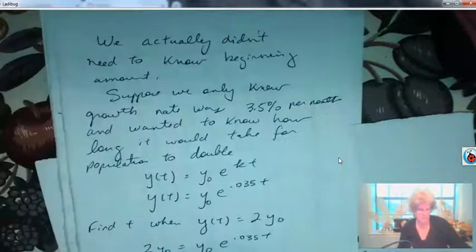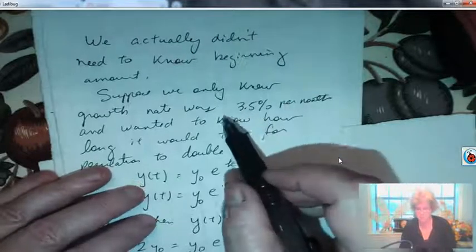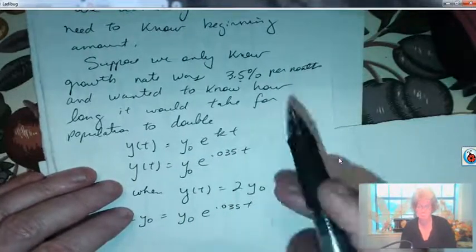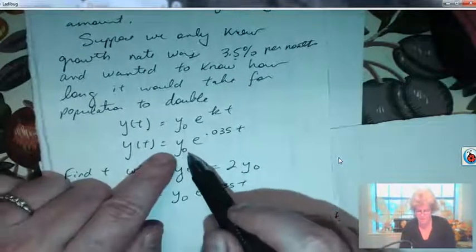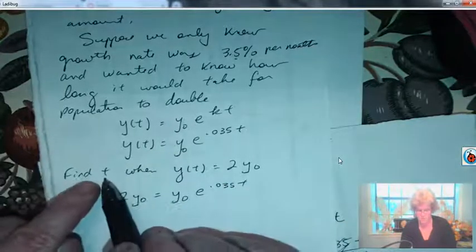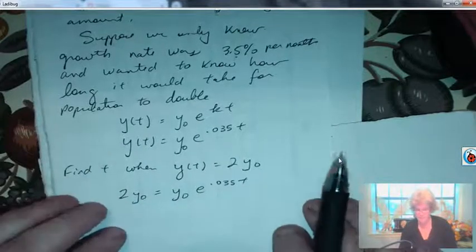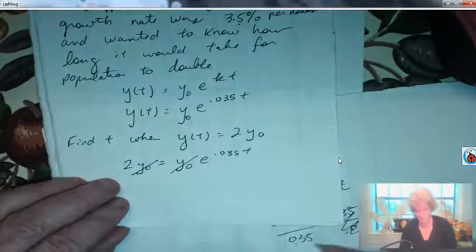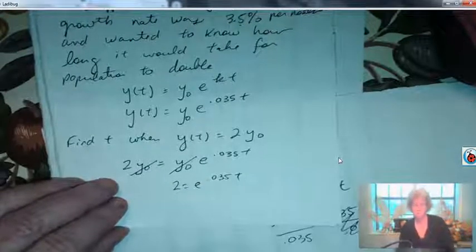Okay, so notice that we didn't even actually have to know the beginning amount to solve that. Suppose all we knew was that the growth rate was 3.5%, and the question was how long would it take the population to double? Well, I would replace k with that. And if the starting amount is y of naught, you want to find t, when the amount after time t is double the starting amount. And so I would have done this, and then I could have just canceled those or divided those on each side, and I would have gotten the same formula there, and I could have done the conversion.